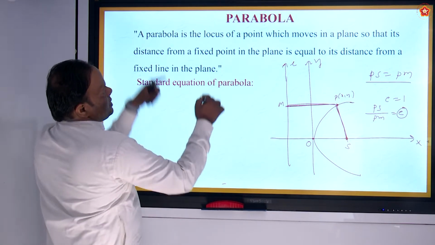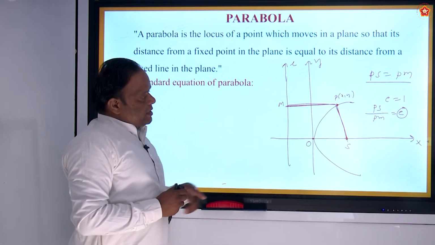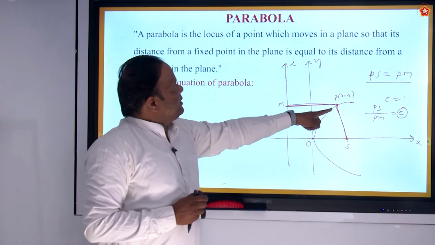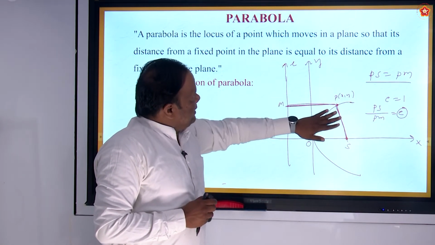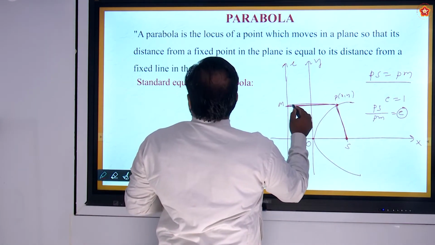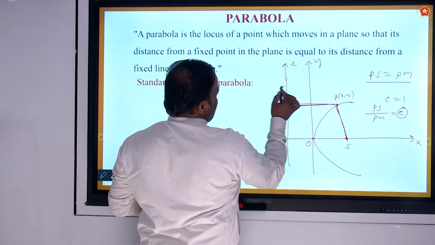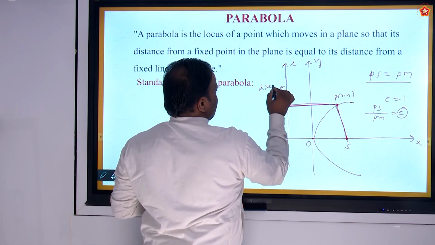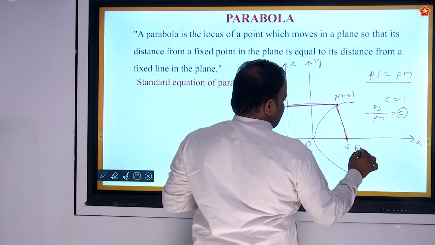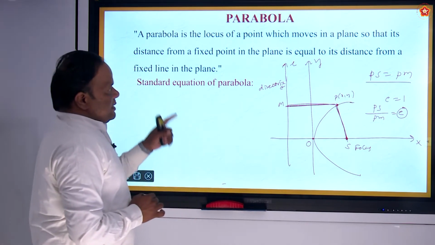Okay. Once again, definition of parabola. A parabola is the locus of a point which moves in a plane so that its distance from a fixed point in the plane is equal to the distance from the fixed line in the plane. Here, this fixed line is said to be directrix and fixed point is said to be focus. This S is the focus and L is the directrix.